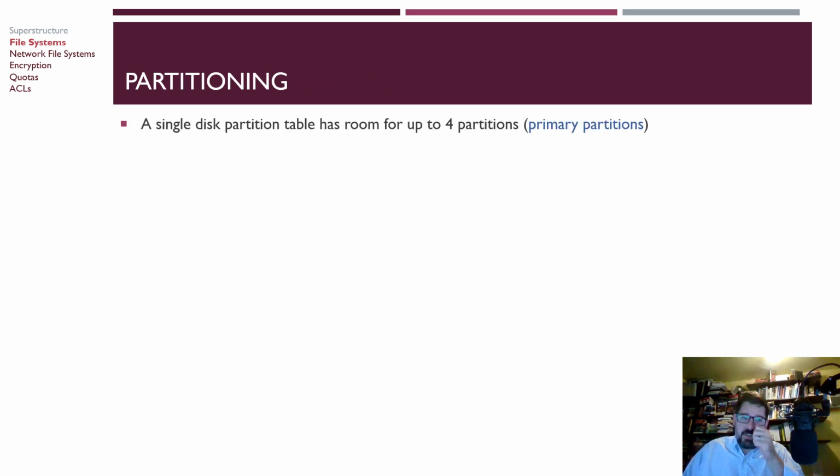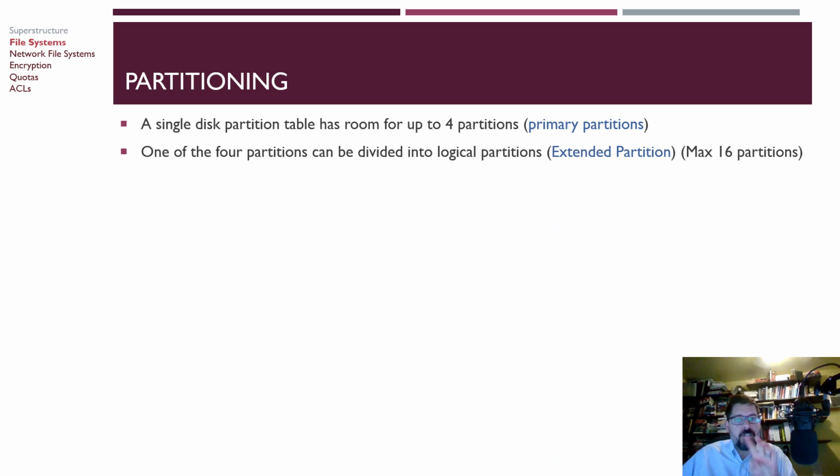So let's talk about partitioning. A single disk partition table has room for up to 4 partitions. Those are called primary partitions. All operating systems work like this. It doesn't matter whether it's Windows or Linux, right? All of them, you can have up to 4 primary partitions, and one of those partitions can be divided further into 16 extended partitions, giving you a grand total of 19 possible partitions on any physical drive, right? So a physical drive can have up to 19 partitions on it.